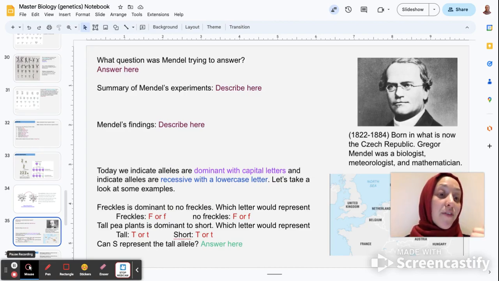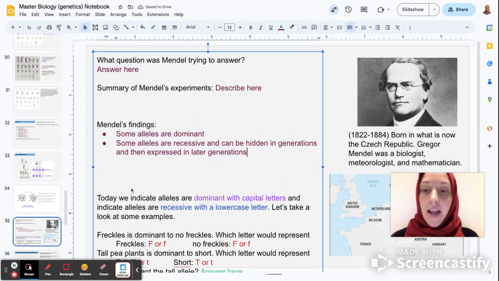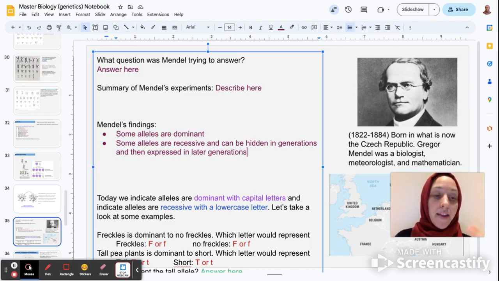He concluded that, first of all, some alleles are dominant to others. Okay, so if we cross two individuals that are purebred for traits, there are some traits that are dominant, that will overpower or will be expressed over other alleles. And he determined that some alleles are recessive. They can be hidden in generations and then expressed in later generations. So today we describe these alleles as dominant and recessive. Our dominant alleles we represent with capital letters, and recessive alleles we represent with lowercase letters.